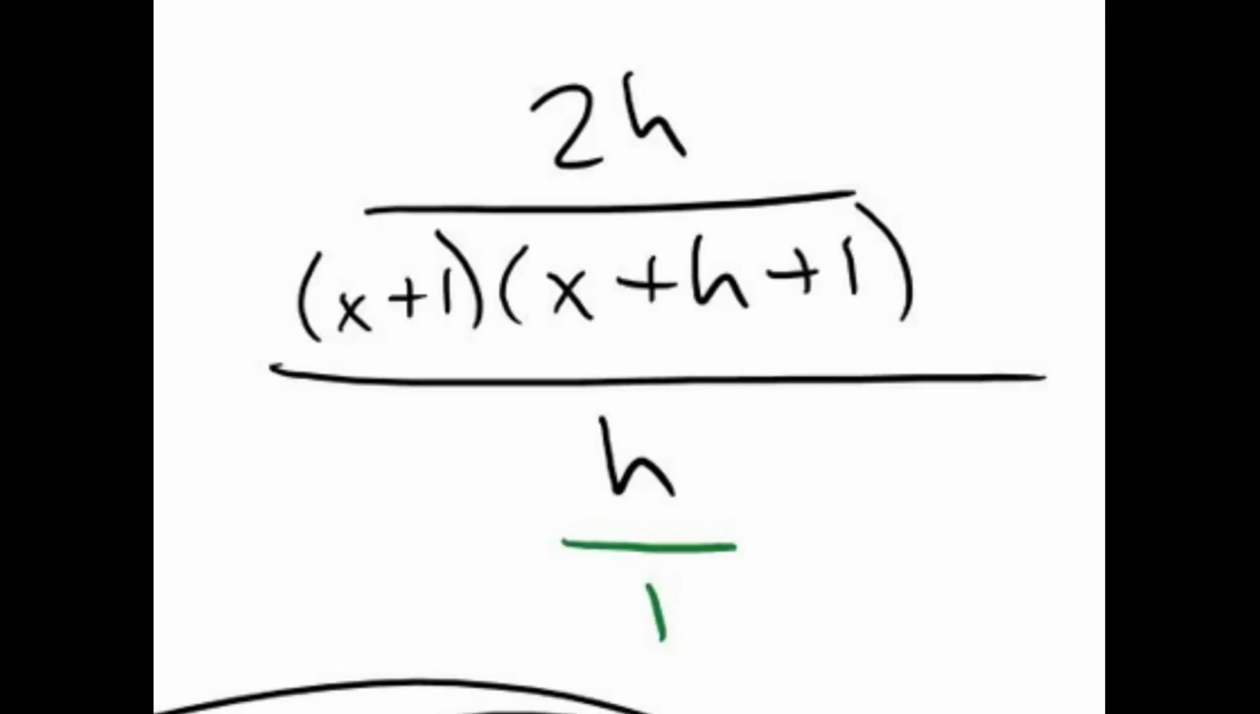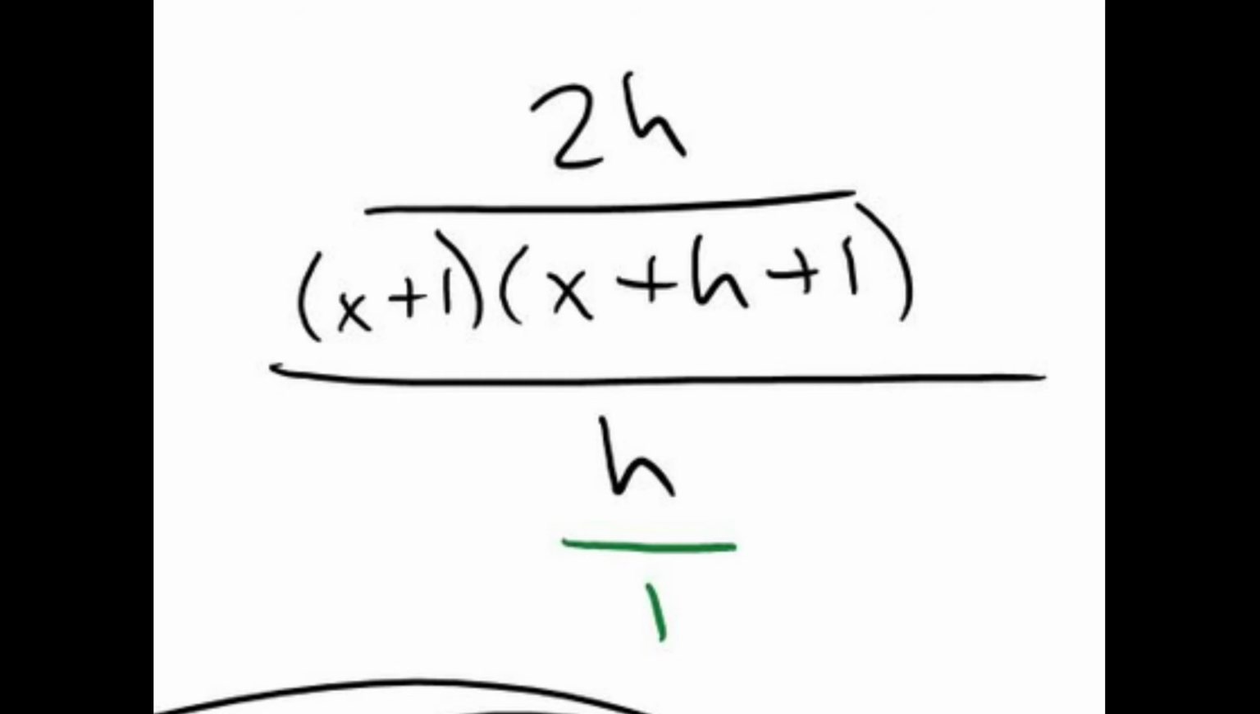Now, we could FOIL out the bottom of that top fraction, that x plus 1 and the x plus h plus 1. We could FOIL that all out, and it would be a really big mess. So I'm going to keep it in parentheses, and I'm not going to FOIL it until I absolutely have to. In this problem, you're actually not going to have to ever. So save yourself that work.